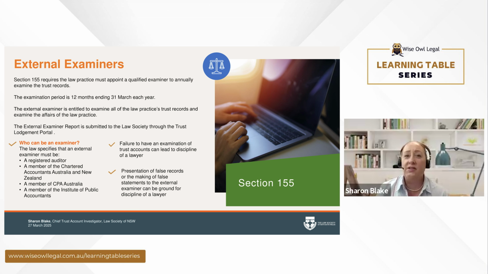So you might be saying, who are these external examiners? They're the cool accountants. An examiner is either a member of the Chartered Accountants of Australia, New Zealand, a member of CPA Australia, a member of the Institute of Public Accountants, or a registered auditor who has completed the external examiner course.